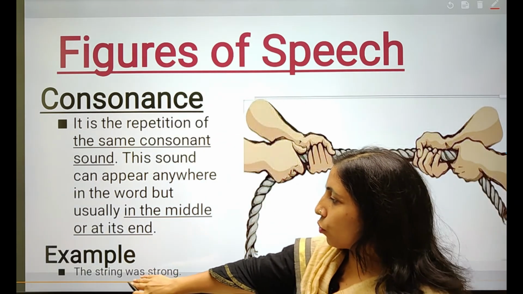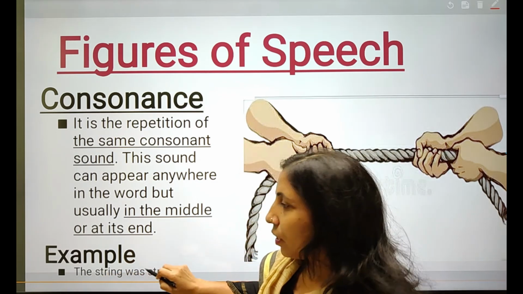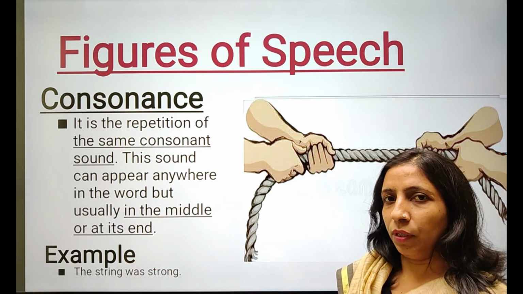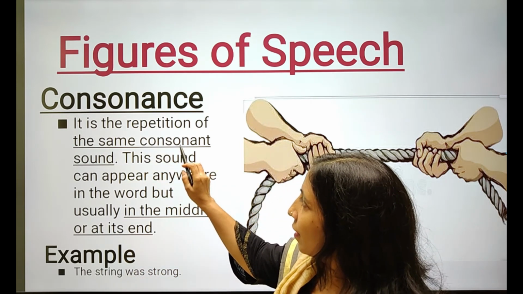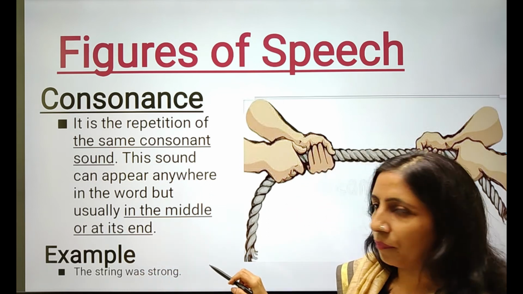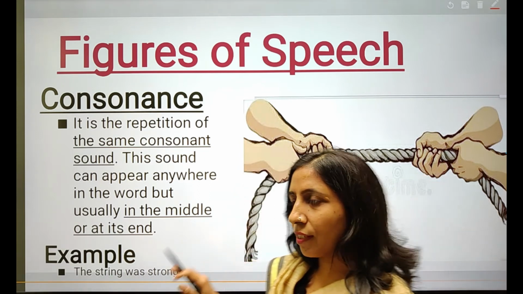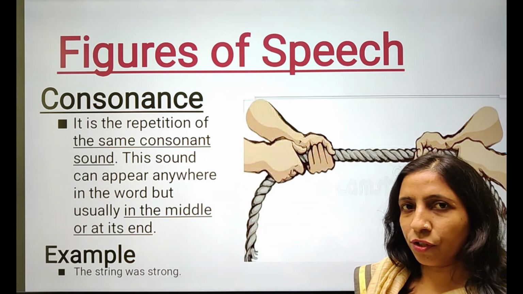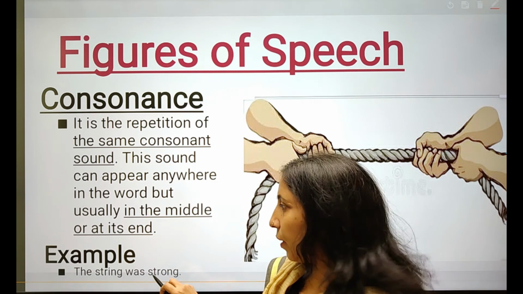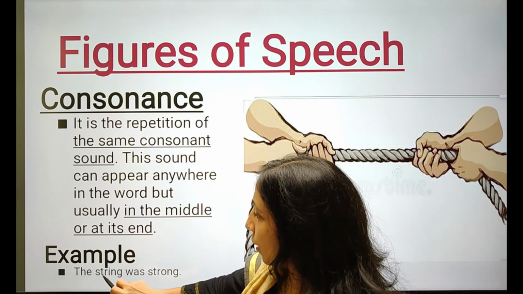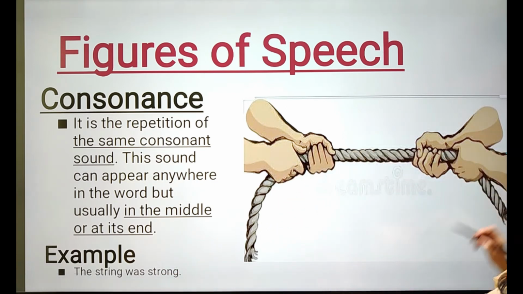Fine? The string was strong. You can see the sound of T is being repeated here. String. You have to see the stressed syllable. Okay? So the sound of T is being repeated. T is a consonant, but this is not used at the beginning. It is in the middle. Now there may be a confusion that the sound of S is also repeated. Yes. So this example has both the figures of speech. Here you see alliteration because the consonant sound is repeated at the beginning. Similarly, consonance because the consonant sound is repeated in the middle position as well. Fine? Now move on to the next one.